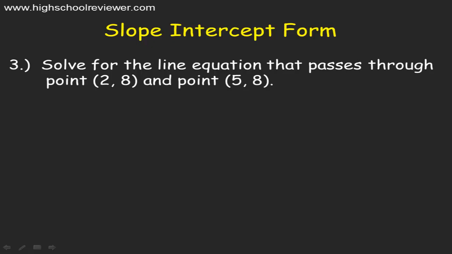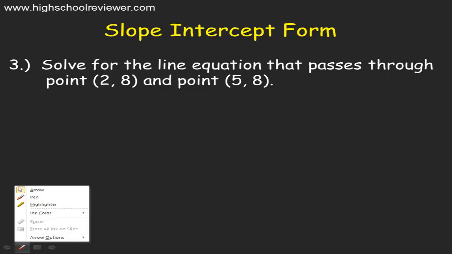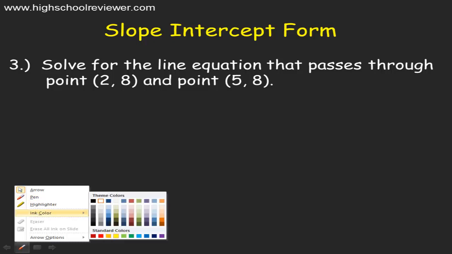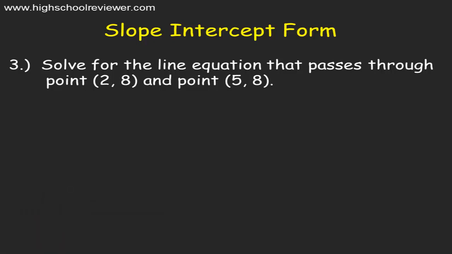Problem number 3. Solve for the line equation that passes through point 2 and 8 and point 5 and 8. First, we need to identify x sub 1, y sub 1, and x sub 2 and y sub 2. So this will be our point 1. If this is point 1, our x sub 1 will be positive 2, and our y sub 1 will be positive 8. And this will be point 2.